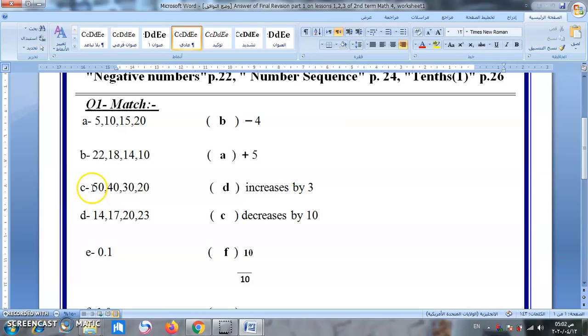Okay, what about C? 50 becomes 40, 30, 20. So does it also increase or decrease? Does it increase or decrease, guys? It decreases. Very good. Decrease by what? By 10. So we will match C here. 14 becomes 17. Now does it decrease or increase? Increases. Very good. By what? By 3.